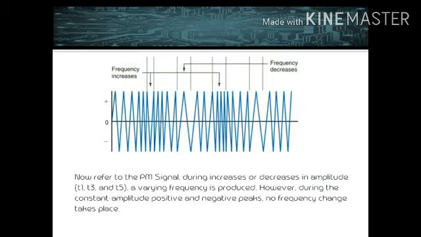Next, now refer to the PM signal. During increases or decreases in amplitude, T1, T3, and T5, a varying frequency is produced. However, during the constant amplitude, positive and negative peaks, no frequency change takes place, as the maximum rate of change of modulating voltage occurs exactly at the zero crossing point. In contrast, note that in an FM wave, the maximum deviation occurs at the peak positive and negative amplitude of the modulating voltage. Thus, although a phase modulator does indeed produce FM, maximum deviation occurs at different points of the modulating signal.